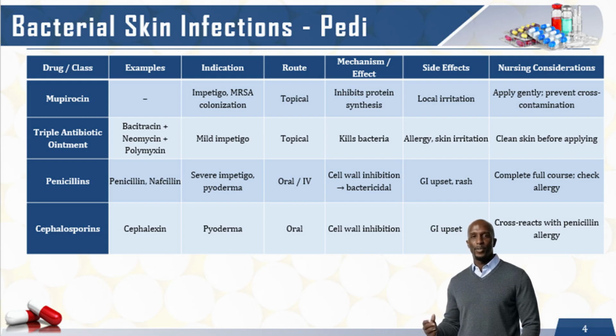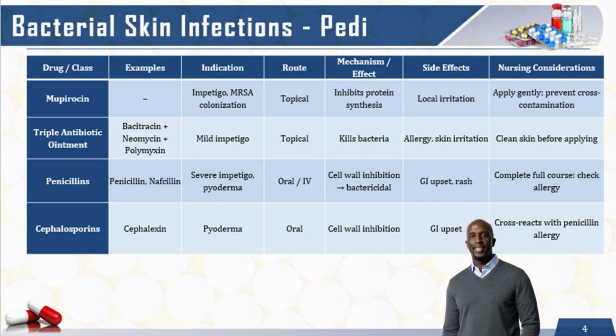Triple antibiotic ointment containing bacitracin, neomycin, and polymyxin treats mild impetigo by killing bacteria, with potential for allergies. Instruct caregivers to clean the skin before applying a thin layer.